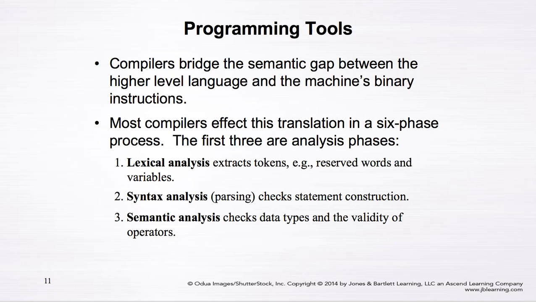So a compiler is basically a bridge over the semantic gap between the higher-level programming language and the machine binary instruction. Most compilers effect this translation in a six-phase process. The first three are related to the analysis phases.